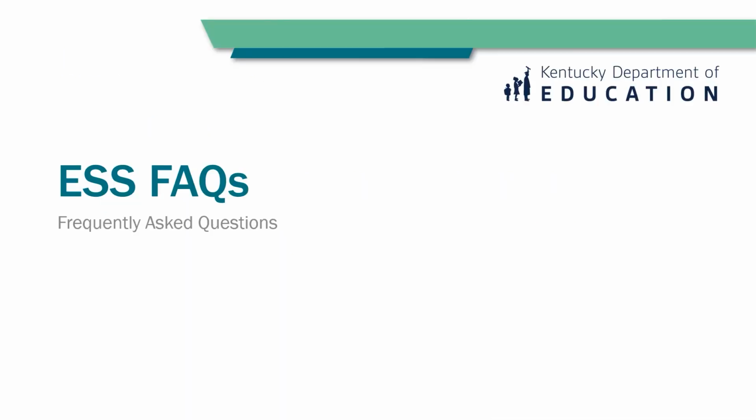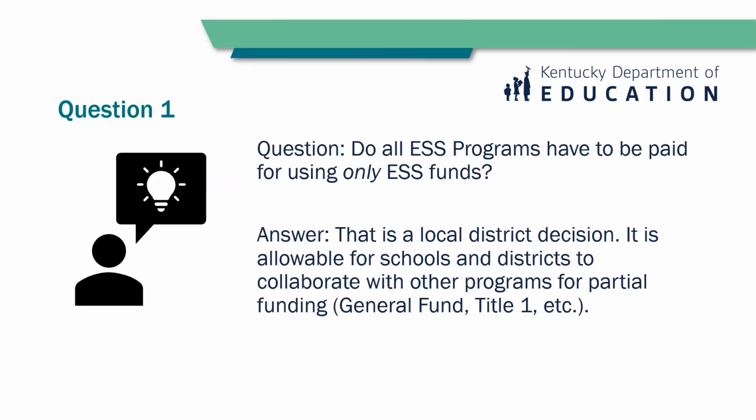ESS facts, frequently asked questions. Question 1. Do all ESS programs have to be paid using only ESS funds? The answer is that is a local district decision. It is allowable for schools and districts to collaborate with other programs for partial funding. Examples would be like General Fund, Title I, etc.